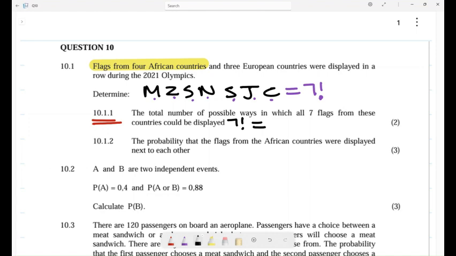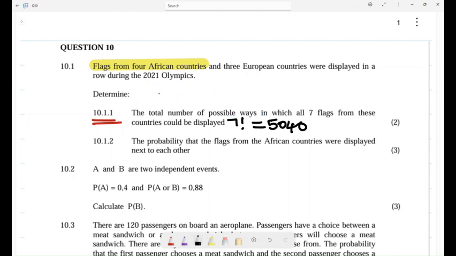Oh, here it is. I get 5040. 5040 is your answer. 7 factorial ways, 5040, 2 marks. This is the question that they like to ask in the counting principle.